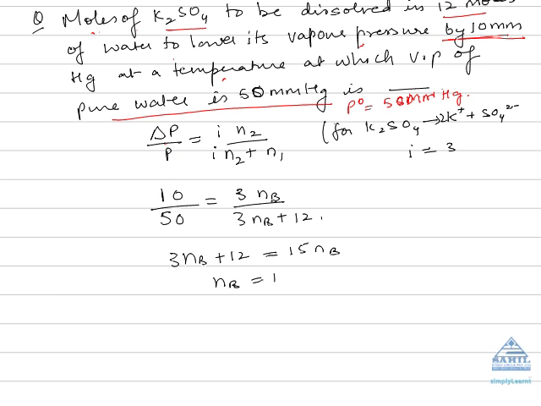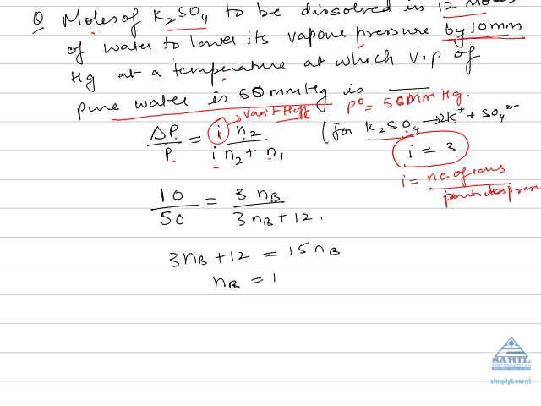Now delta P by P naught is equal to i into n2 over i into n2 plus n1. What is i? i is the Van 't Hoff factor. The Van 't Hoff factor can be calculated like this: K2SO4 undergoes dissociation when we dissolve it in water, so the total number of ions produced is 3. So i is equal to 3. i is basically the number of particles present after dissociation over the number of particles before dissociation.